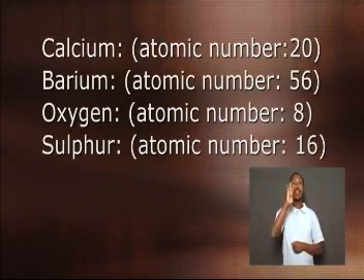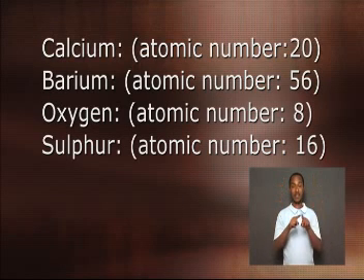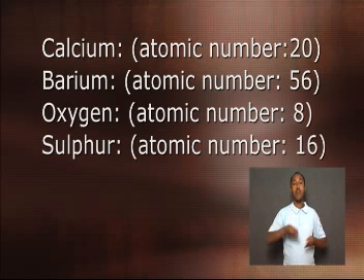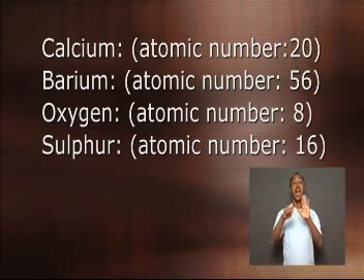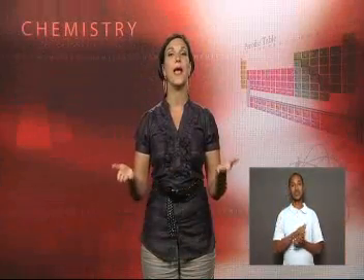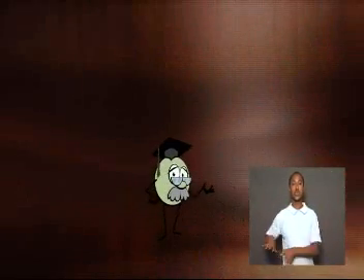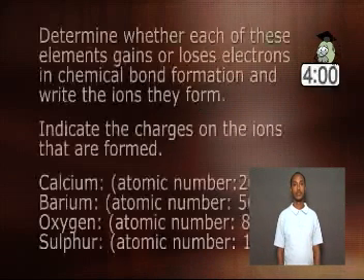Consider the 4 elements that you see here. Determine whether each element gains or loses electrons in chemical bond formation, and write the ions they form. Also, indicate the charges on the ions that are formed. You may begin now. Students, let's get ready. Begin.